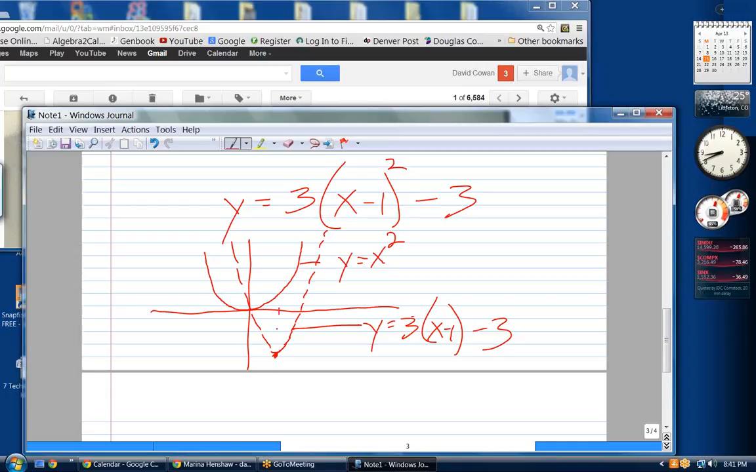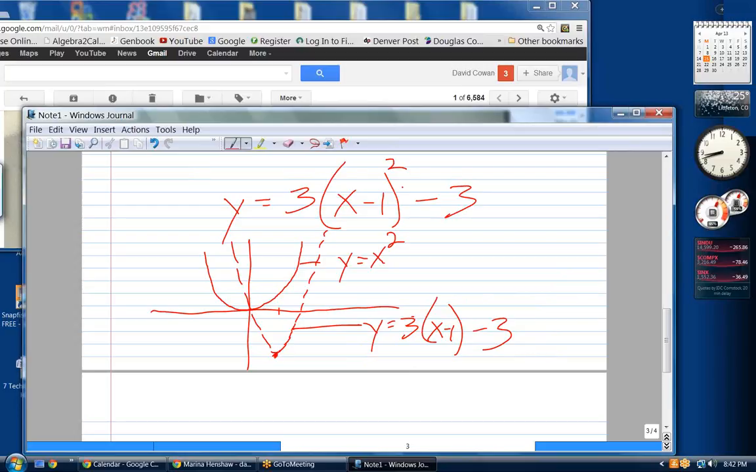The dotted or solid line? The dotted compared to the solid. In other words, we're comparing this function they gave you with the parent function. It moved down and to the right. Well, it moves to the right 1 and down 3.